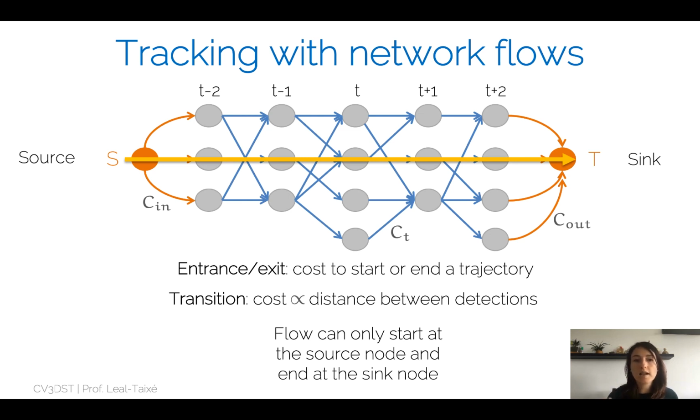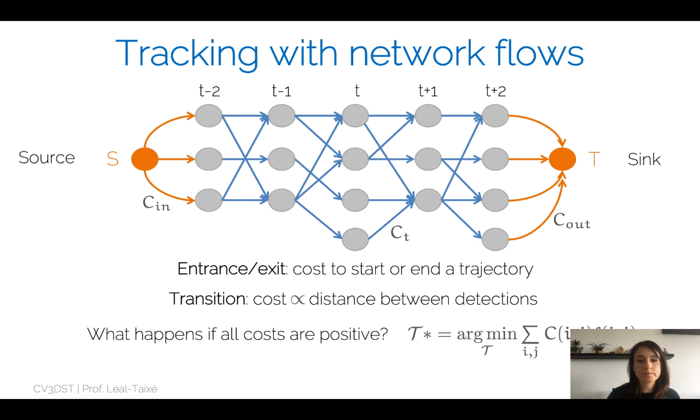So we have our entrance and exit costs, we have our transition costs, and now the flow has to start at the source node and end at the sink node. So any trajectory will start at the source and will end at the sink node. Now, I know that I'm going to pay a fee to start a trajectory, and a fee to end it: a cost for starting and a cost for ending a trajectory. But my transition cost is also positive, because I said that it represents, for example, a distance between detections. So this is usually a positive value.